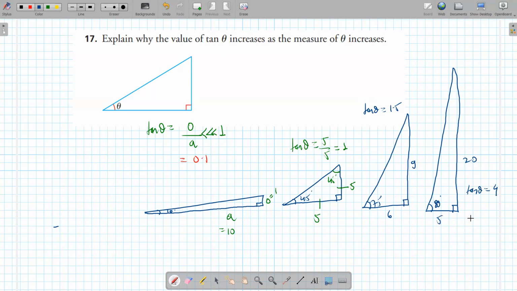So the answer to this question is, when theta increases, does the rise increase or does the run increase? The rise increases, right? And the rise is the numerator. So as theta increases, the numerator of this fraction increases. So when the numerator increases, the ratio increases. So as theta gets bigger and bigger, the ratio of tan gets bigger and bigger and bigger. Cool.